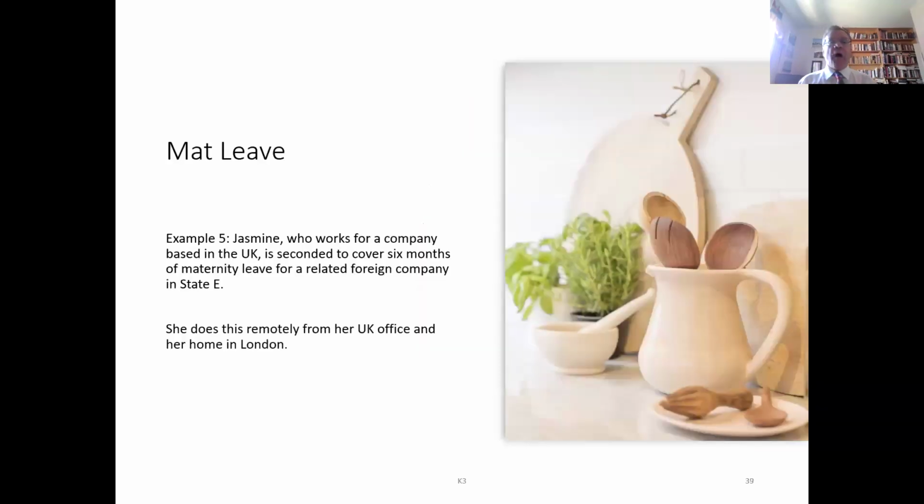And the final one, Jasmine, who works for a company based in the UK, is seconded to cover 6 months of maternity leave for a related foreign company in State E. She does this remotely from a UK office and a home in London. Well, I would say that really depends on the nature of the duties she's doing, and you would need to look further into that case.